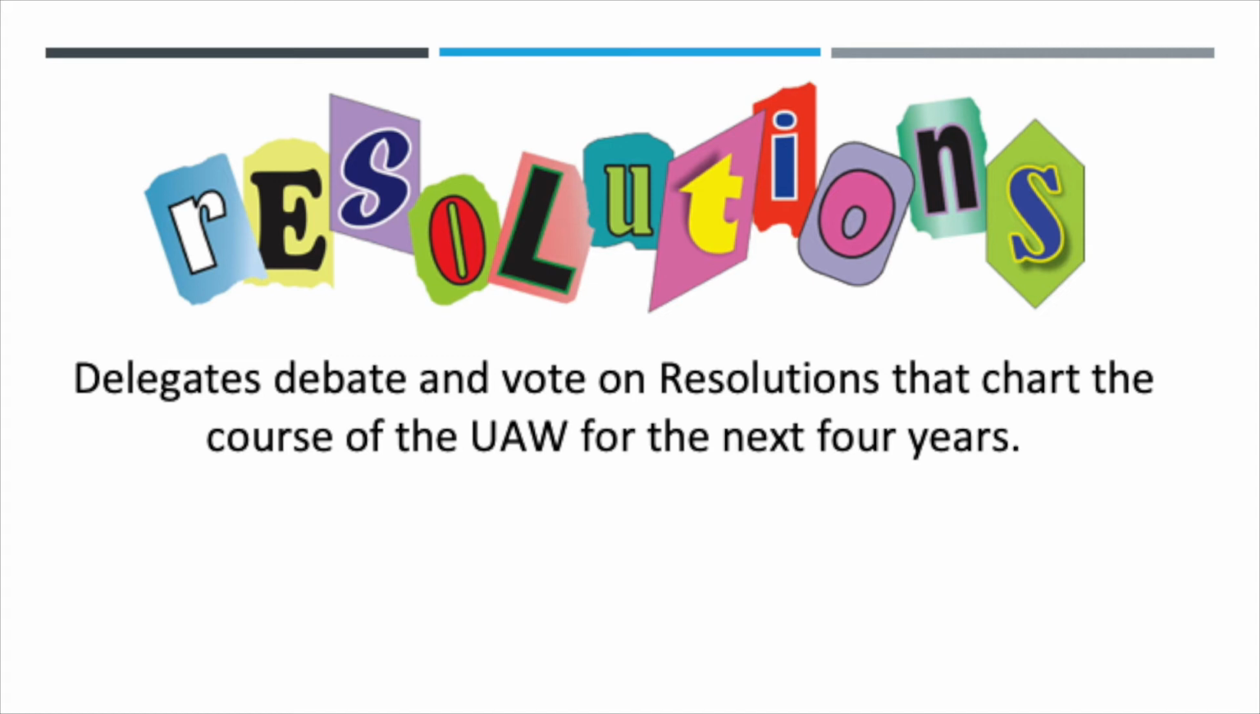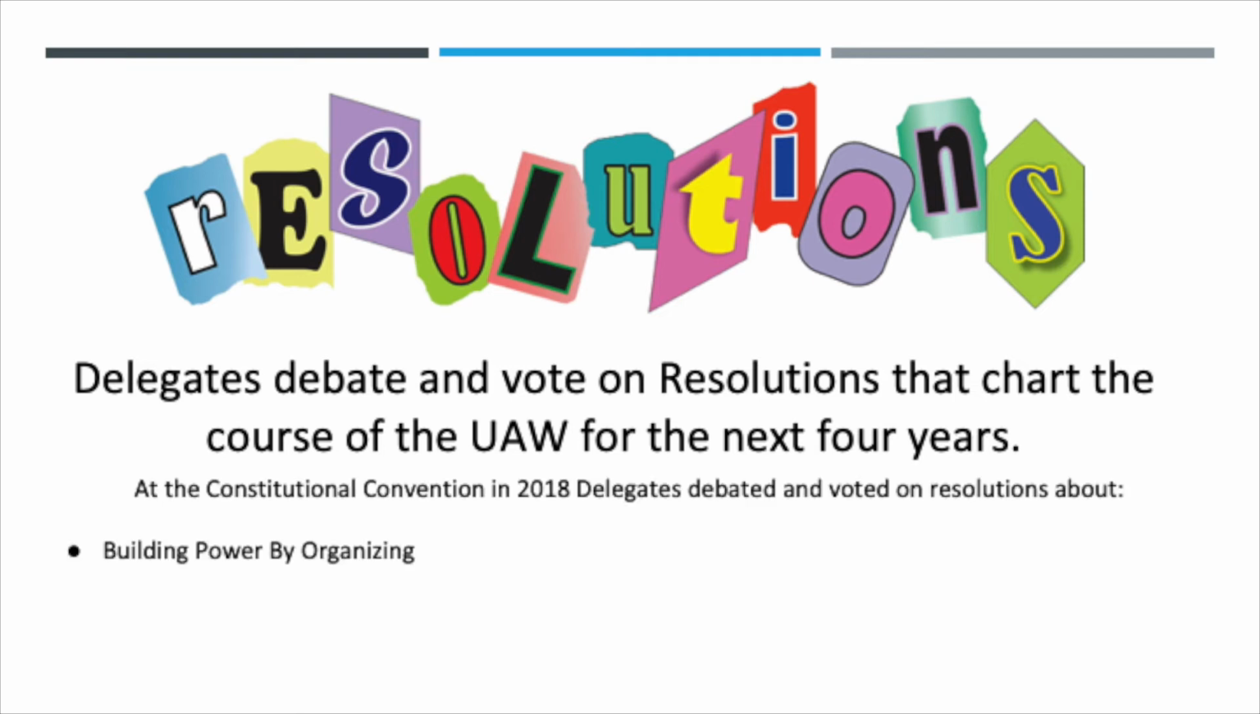Okay, another role that delegates to the Constitutional Convention play is passing resolutions, debating resolutions that are going to chart the course for the UAW over the next 4 years. So at the 2018 convention, we debated a lot of resolutions. One of them was building power by organizing. So part of that resolution read, we resolve to remain conscious that the power of collective bargaining and organizing are intertwined. We must develop organizing strategies that have a direct positive impact on collective bargaining and develop bargaining strategies that enhance the ability of workers to organize. We resolve to continue global solidarity efforts with unions around the world.